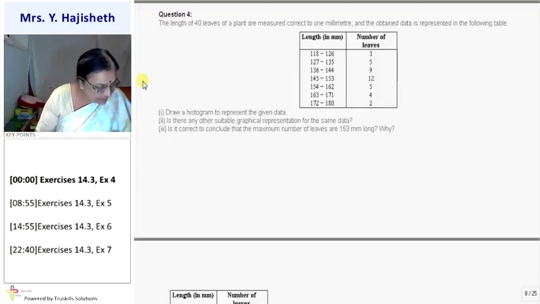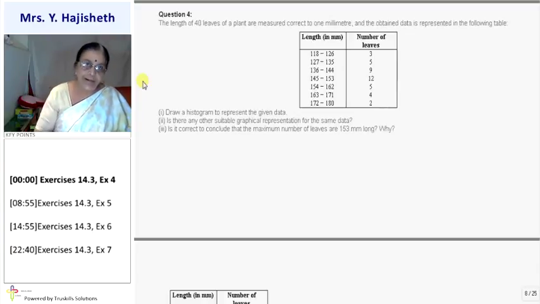Now see sum number 4. The lengths of 40 leaves of a plant are measured correct to 1 millimeter, and the obtained data is represented in the following table. Now if you look at the length in mm, you find a gap between two classes. The first class is from 118 to 126 and the second class is from 127 to 135. So first of all we should avoid the gap.